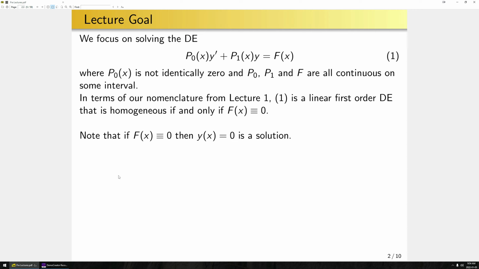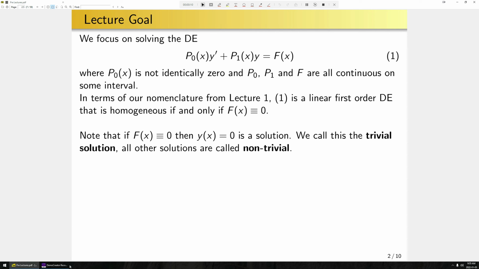Now, let's also note that I have a special case sitting here that's kind of nice. If f of x is identically equal to 0, then pretty trivially, y of x equal to 0 will solve this equation. If I plug in y equal to 0, I get 0 for this term. When I take the derivative, I get 0, so I also get 0 for that term. Okay, and this solution has a particular name. We call it the trivial solution. So any solution other than y of x equal to 0 would then be called a non-trivial solution. And again, it's a trivial solution because it's always going to be a solution if f of x is equal to 0.